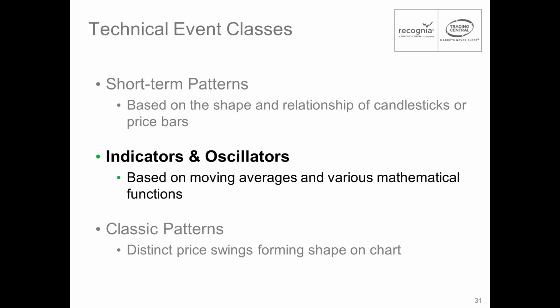So let's move on to our next class of technical events. These are called the indicators and oscillators. And for many of you, these are probably what you think of when you think of technical analysis. So indicators and oscillators are based on moving averages and various mathematical functions. And the reason why these are probably the best known kinds of technical events is because they are provided with just about every kind of charting package. So people think of these because they're so used to them in their charting packages. They're not any more indicative of price movements than the other kinds of technical events, but they're just more common because they're easy to calculate.